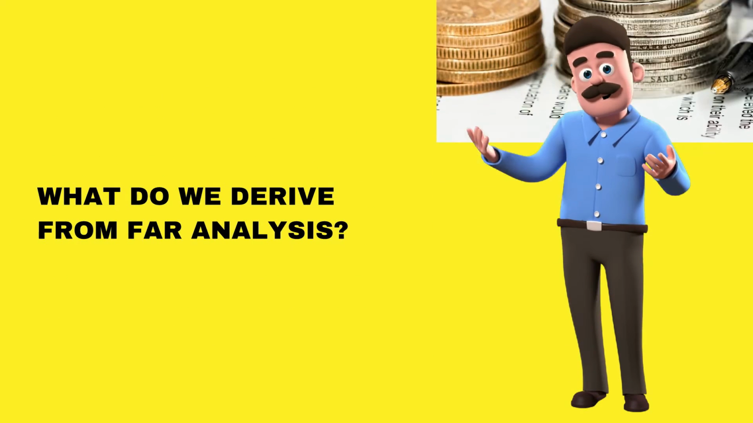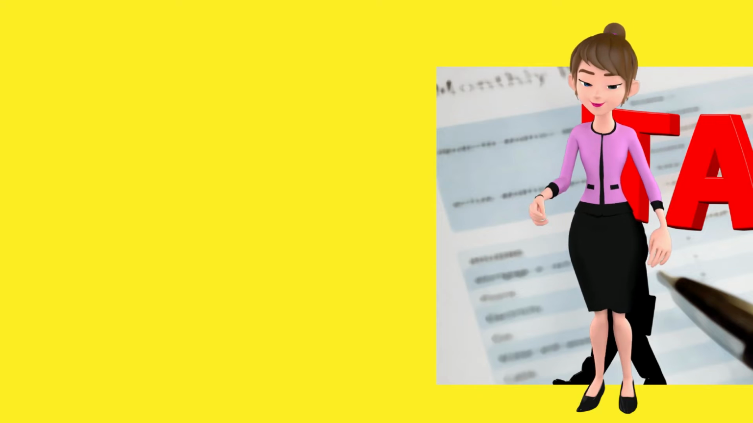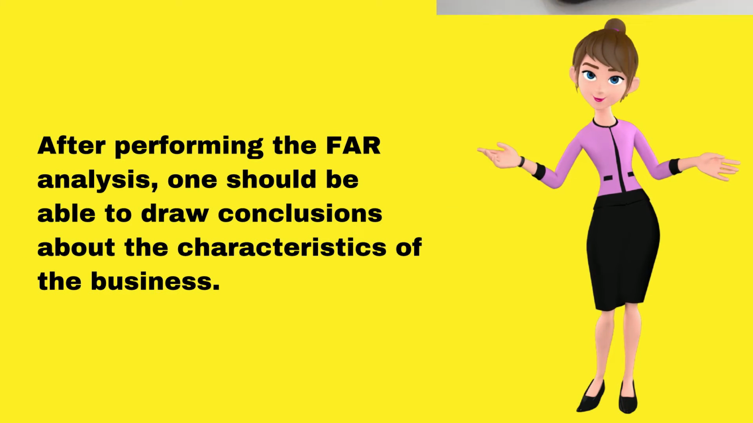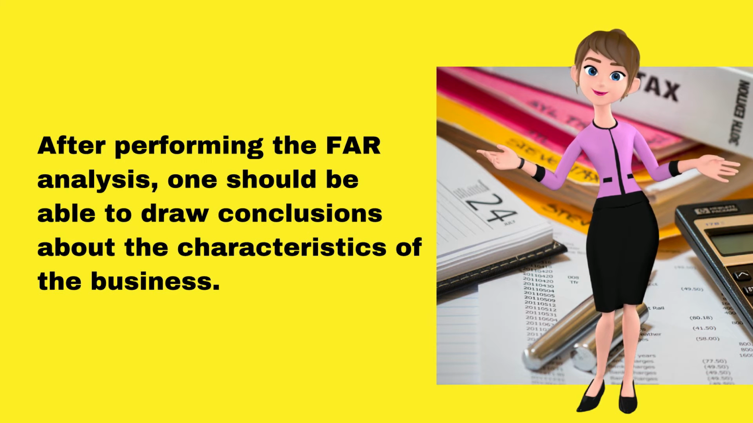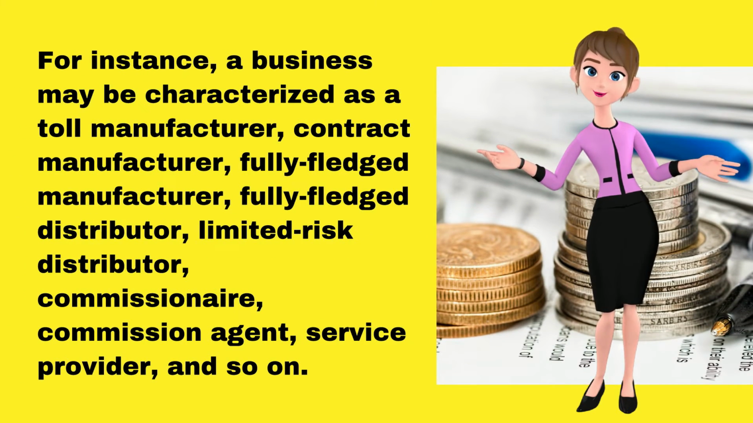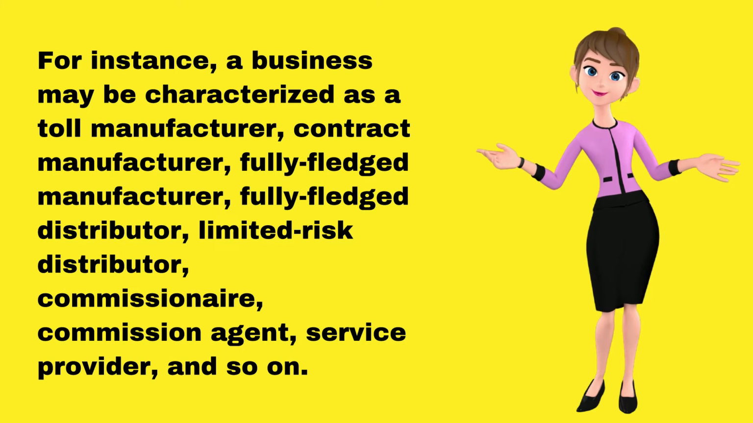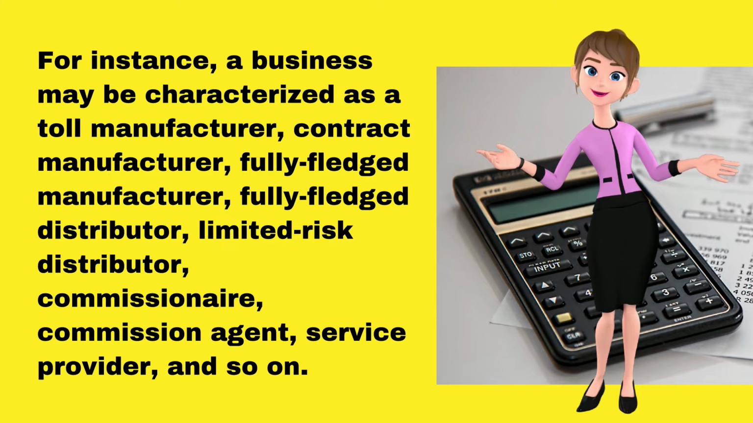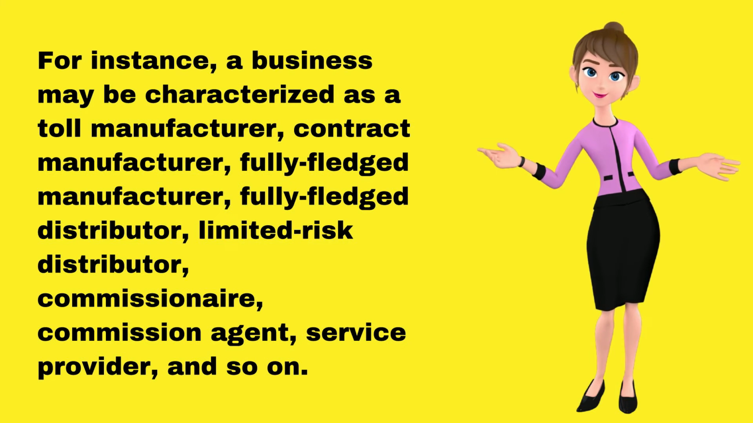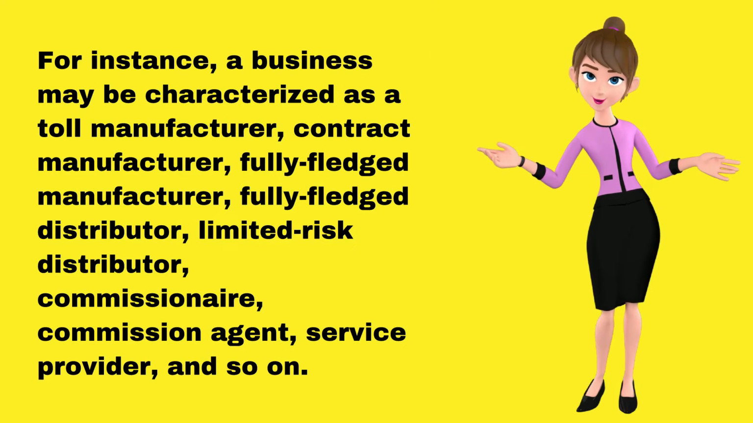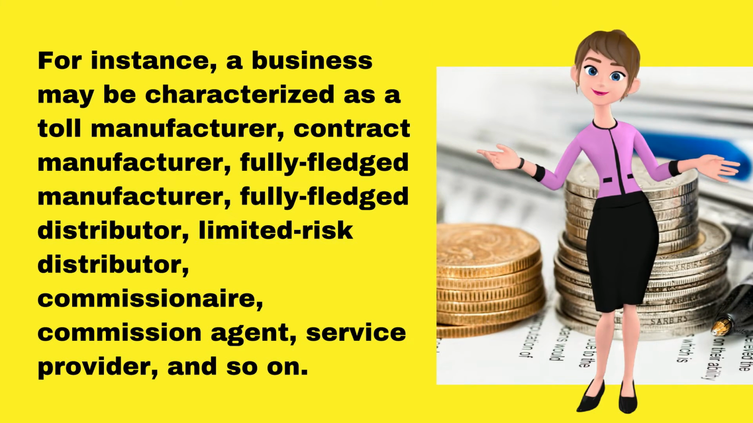What do we derive from FAR analysis? After performing the FAR analysis, one should be able to draw conclusions about the characteristics of the business. For instance, a business may be characterized as a toll manufacturer, contract manufacturer, fully fledged manufacturer, fully fledged distributor, limited risk distributor, commissionaire, commission agent, service provider, and so on.